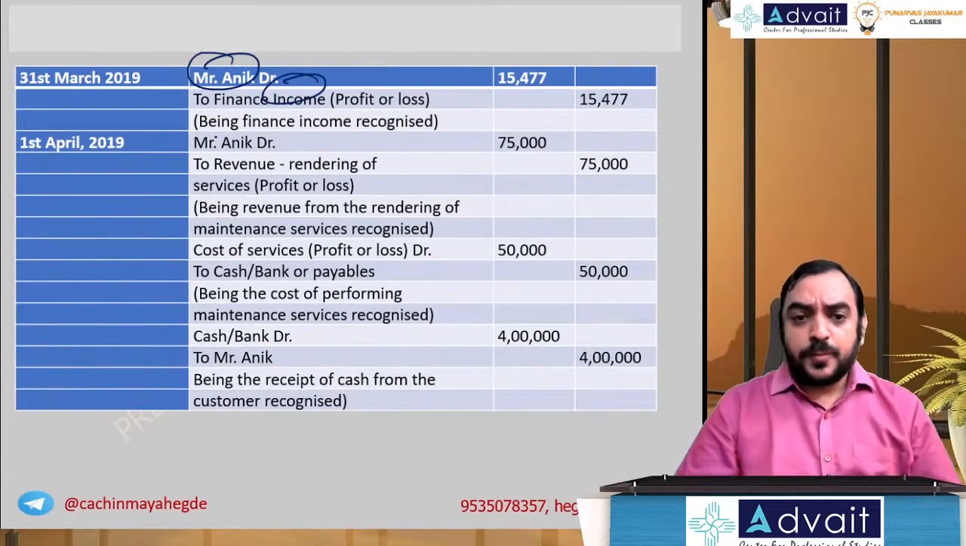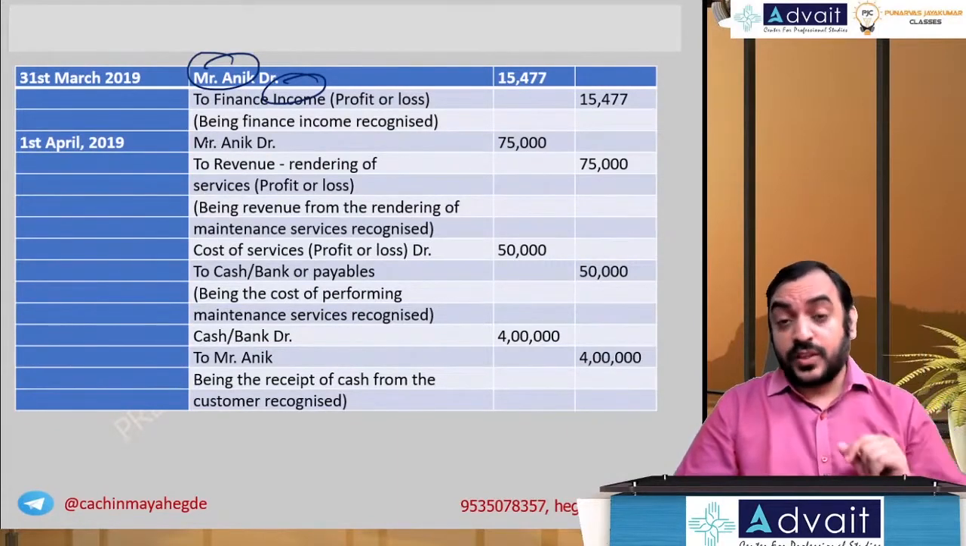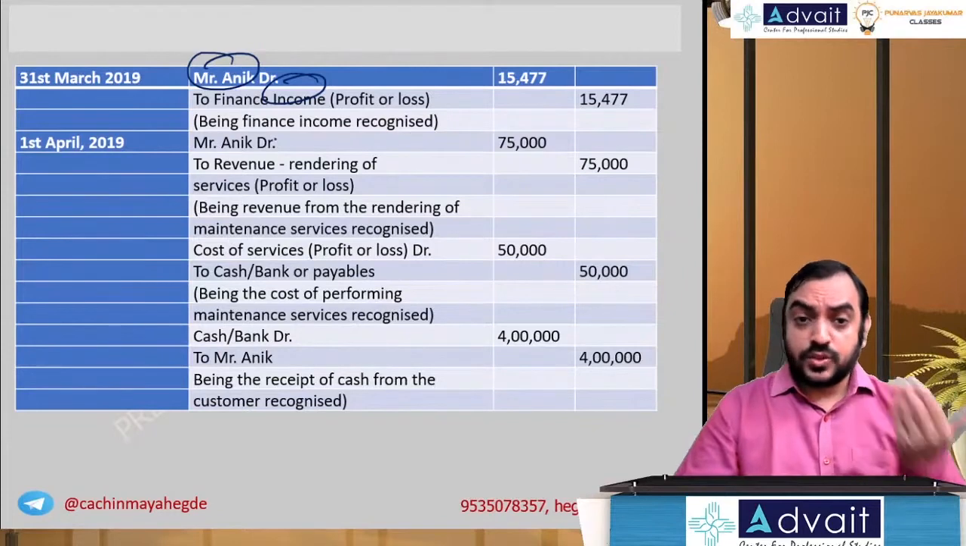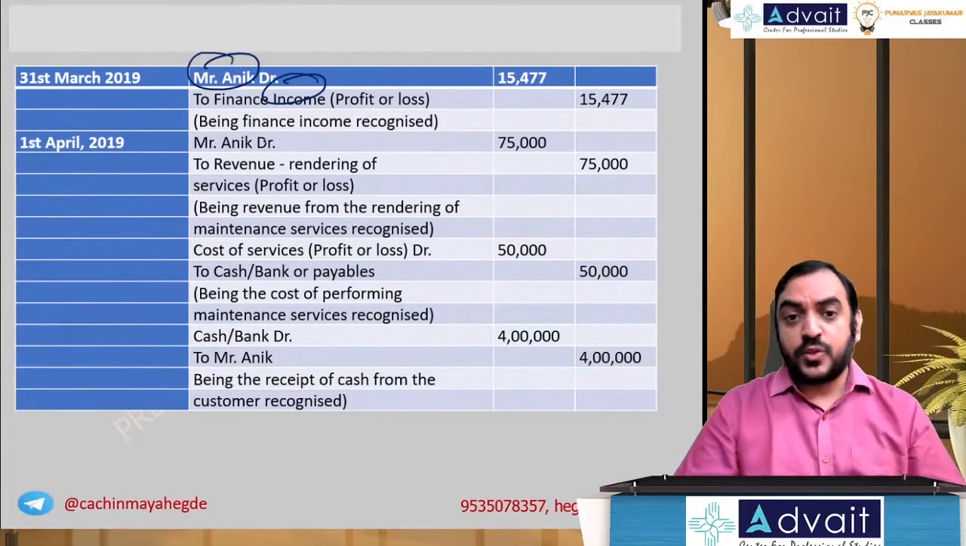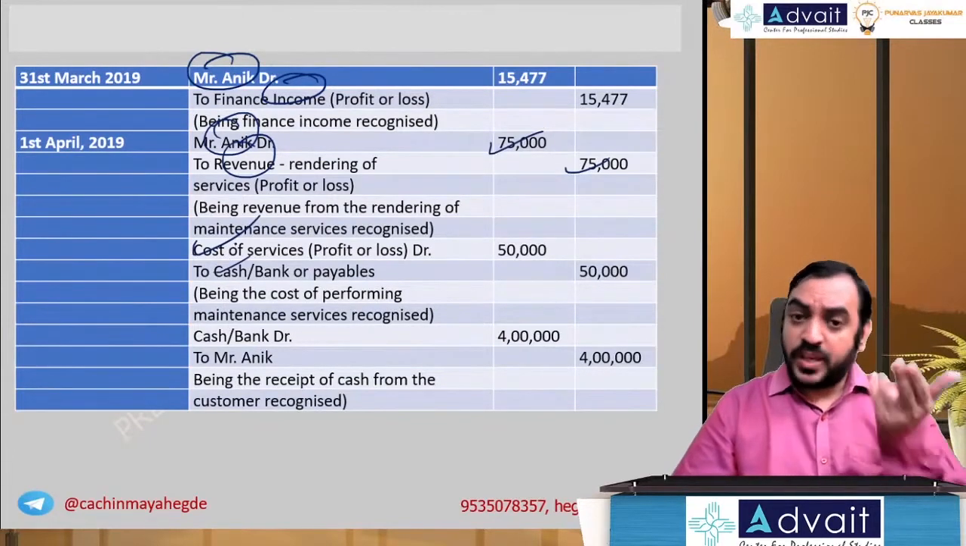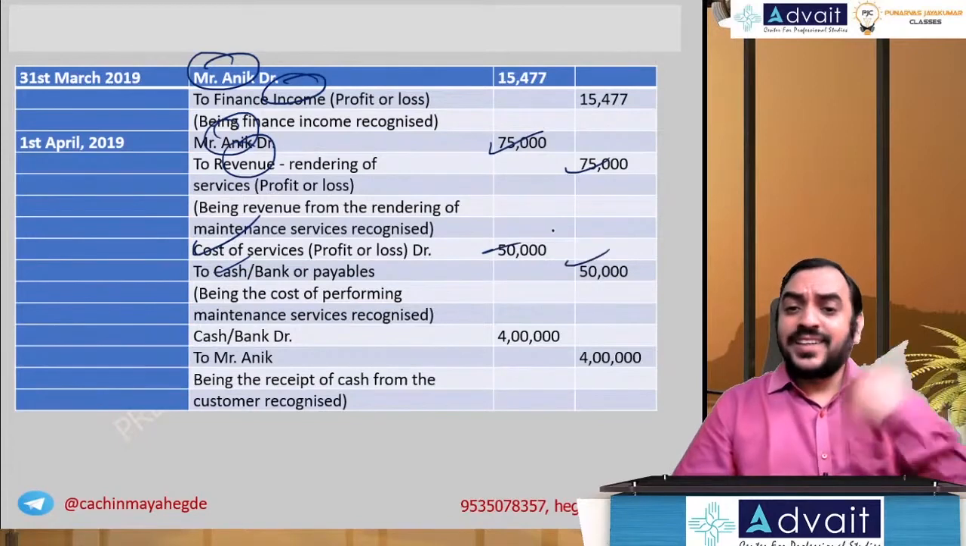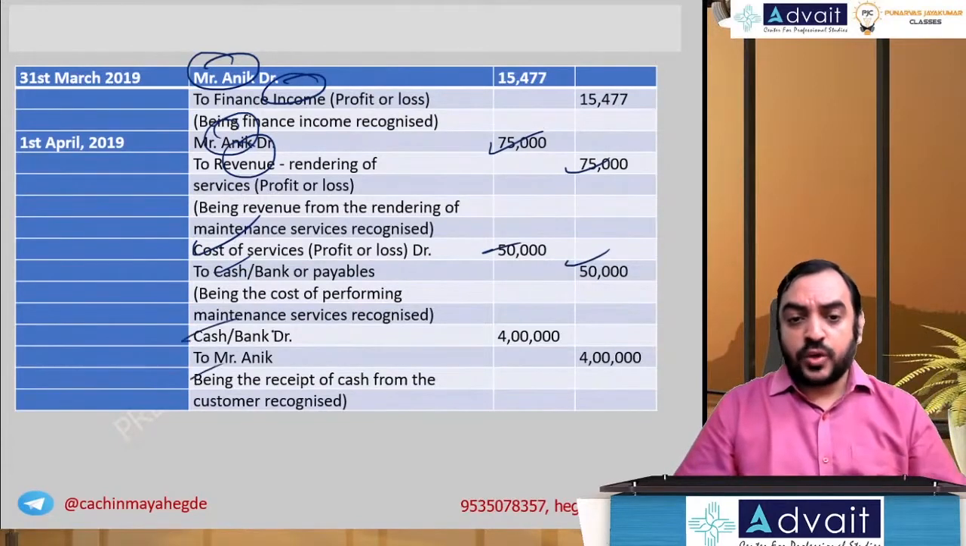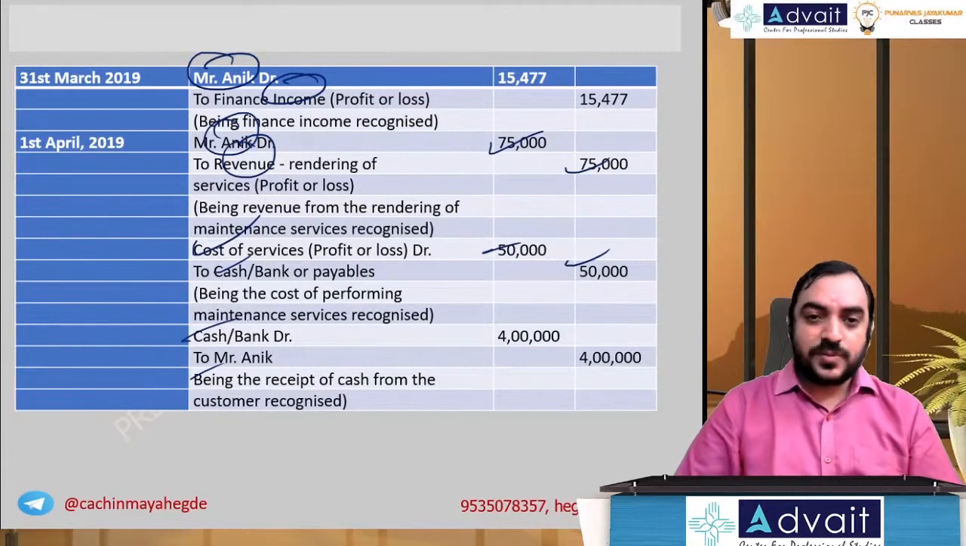And then on 1st of April, you recognize the second service, 75,000. First, Ankit through revenue, rendering of services 75,000. Then you incur cost of service to cash or payable 50,000. And you collect the entire money, which is 4 lakh, cash account to Ankit account, and his account is closed. This is just a formality.